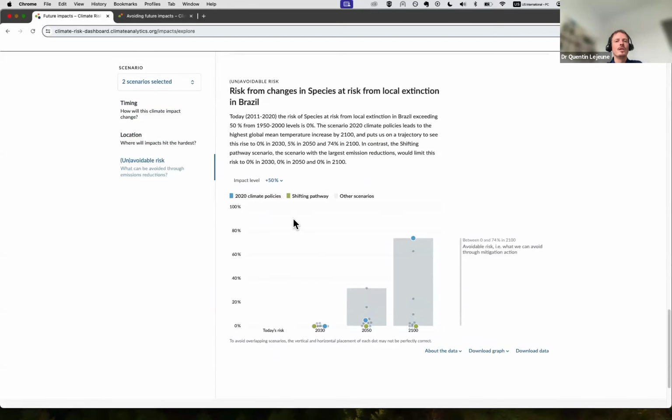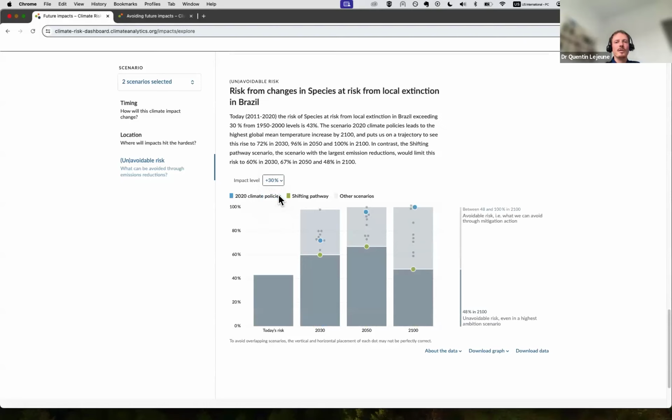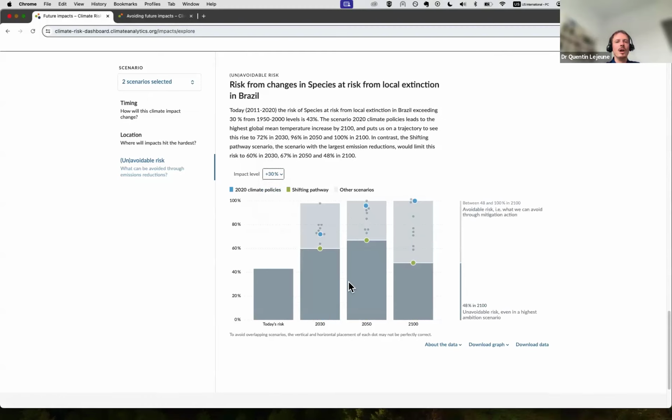So you can select first a level of impact here, and let's say 30% of species at risk of local extinction. And what's the risk of more than 30% of species being at risk of local extinction in Brazil over time? And you can explore how much of that local risk is unavoidable, even in the most ambitious climate action scenario, as indicated by the dark gray columns here. And you can compare to how much of that local risk can be avoided by strengthening climate action by looking at the light gray columns here, which indicate the difference in risk between the most ambitious climate action scenario and the least ambitious one.